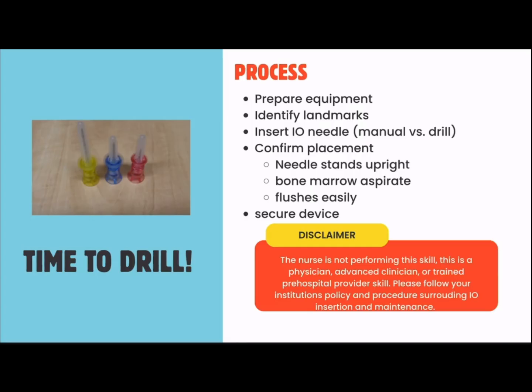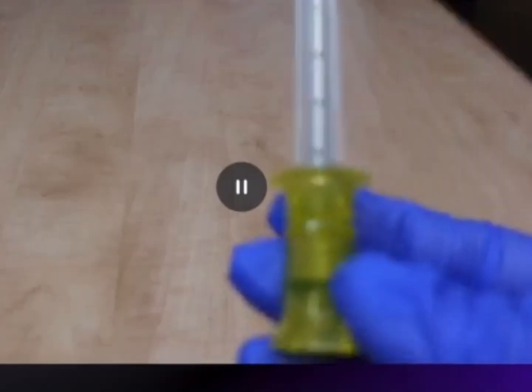You should be able to aspirate at least a little bit of bone marrow or some blood, and it should flush easily. And then lastly, you're going to secure your device.